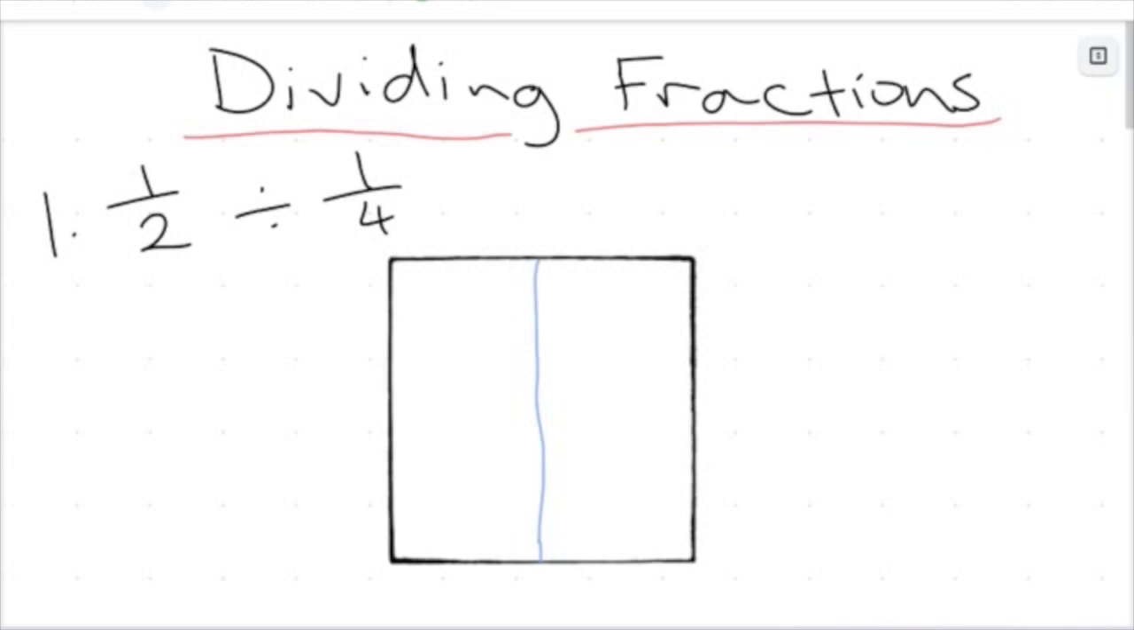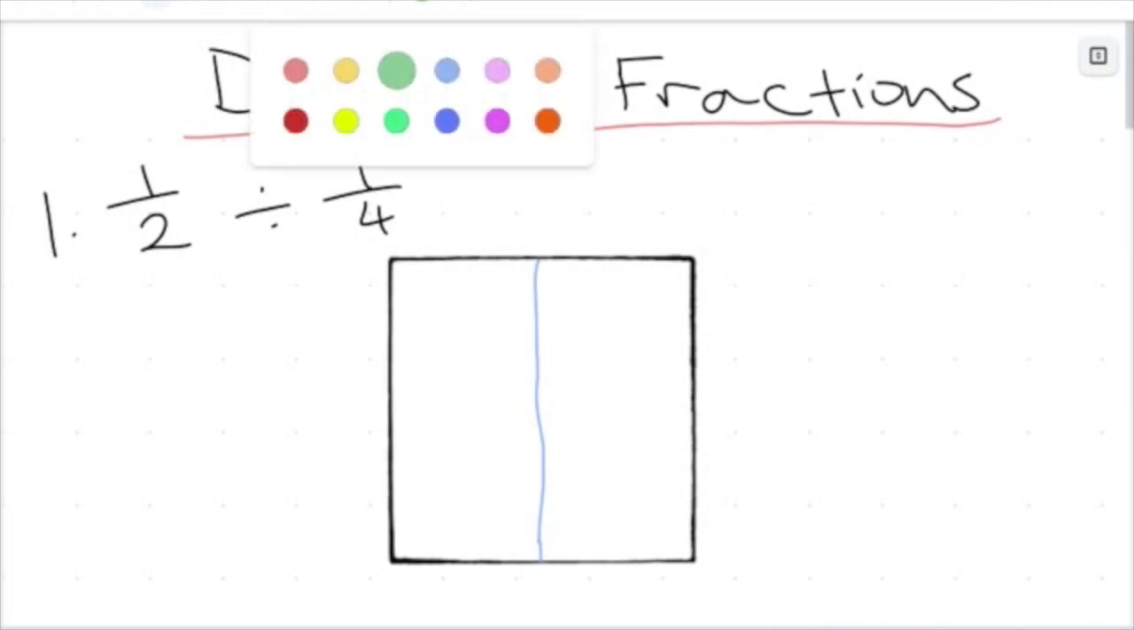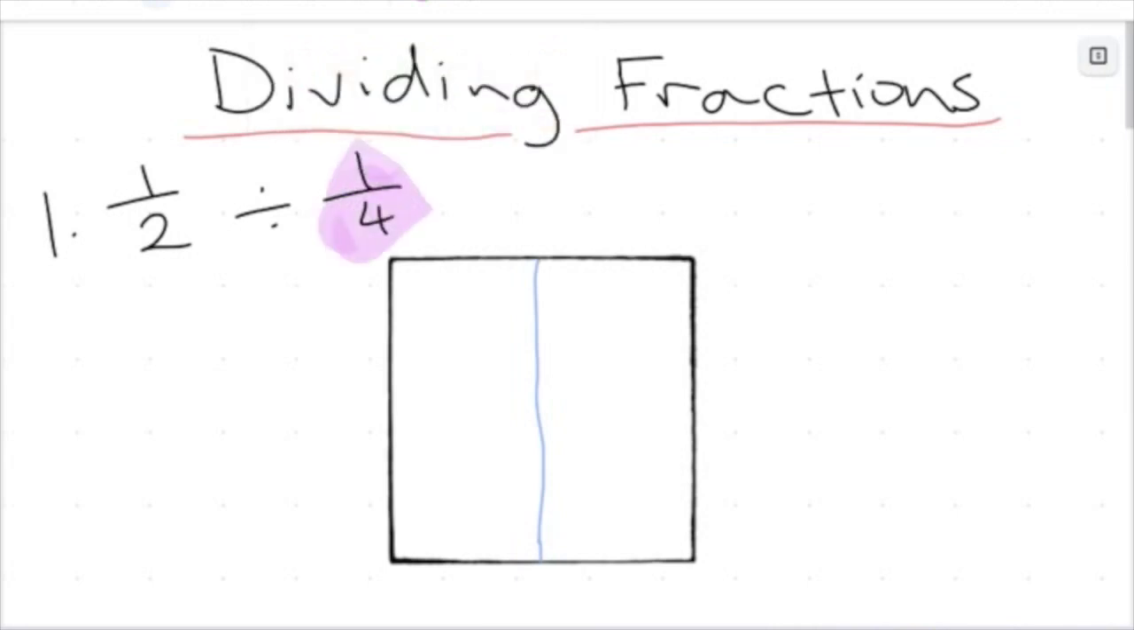Now, think back to when you first learnt about division in primary school. You would always get described division as how many times does the number you're dividing by go into this number here. So in essence, by saying a half divided by a quarter, we're just asking how many times does a quarter go into a half? Now, even though these are fractions, we can still work through this the same way.